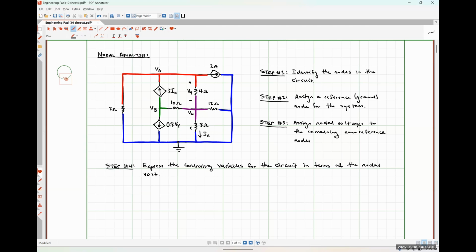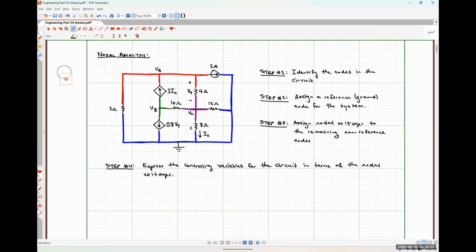So just to be really clear here, if our circuit doesn't contain dependent sources, then there are no controlling variables, and we could skip this step, okay? I have intentionally come up with a circuit that has both a voltage as a controlling variable and a current as a controlling variable so that we can see how we can represent both voltages and currents in terms of our nodal voltages, okay?